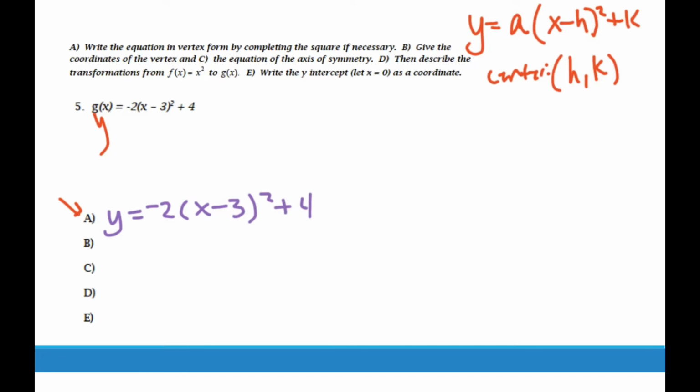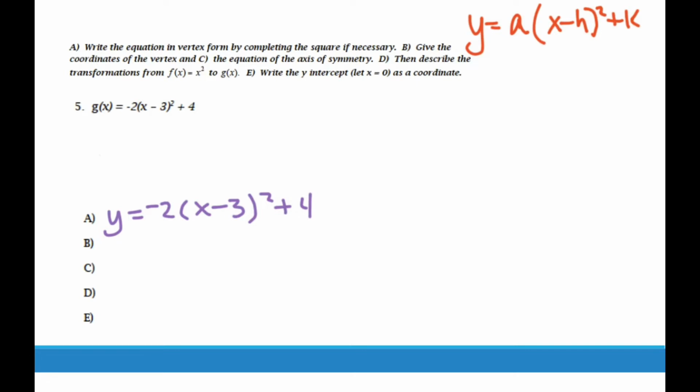If it's in that format, then it's easy to graph. We can tell what all the transformations are, and we can tell a lot about the graph. That's one of the reasons why completing the square is really important and really good to know, because it helps you get your equation in a form that you can graph easily.